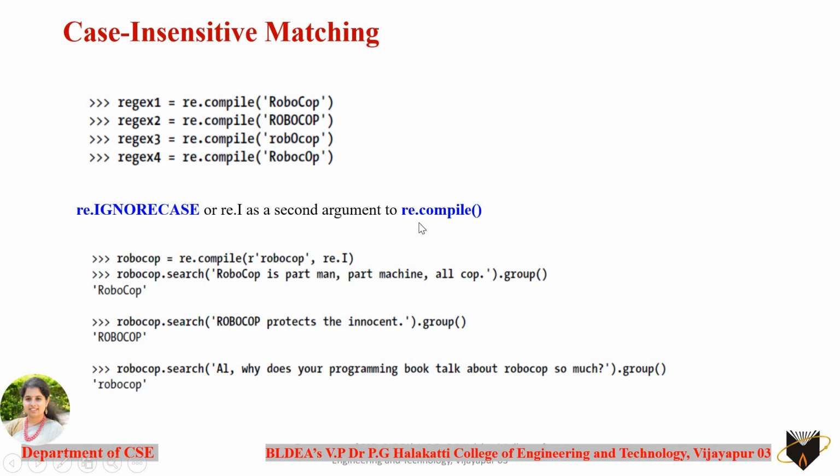I hope you know by this time that the first parameter of the compile method is the pattern that you want to define. As a second parameter, if you want to make it case insensitive, you can use this as an argument. For example, you can see here re.compile with the Robocop pattern. This part is the pattern that you have designed. But if you want to consider this Robocop to be case insensitive, at that time you can use re.I or else re.IGNORECASE as a second parameter here. So you can see the first parameter followed by the comma and followed by the second parameter.